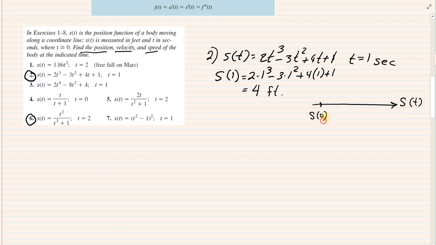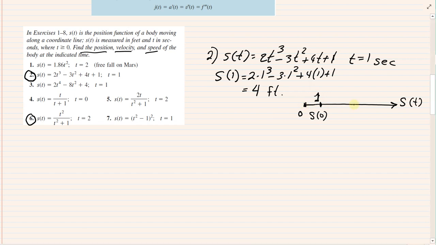S at 0, that means initially, where is this object? This is number line 0. S at 0 is at 1. You plug in a 0 for t here, you get a 1, right? So initially, the object doesn't start at coordinate line at 0. It actually starts 1 foot away from 0, from some reference point. So it could be a foot from the house, it could be a foot from the start line, whatever.